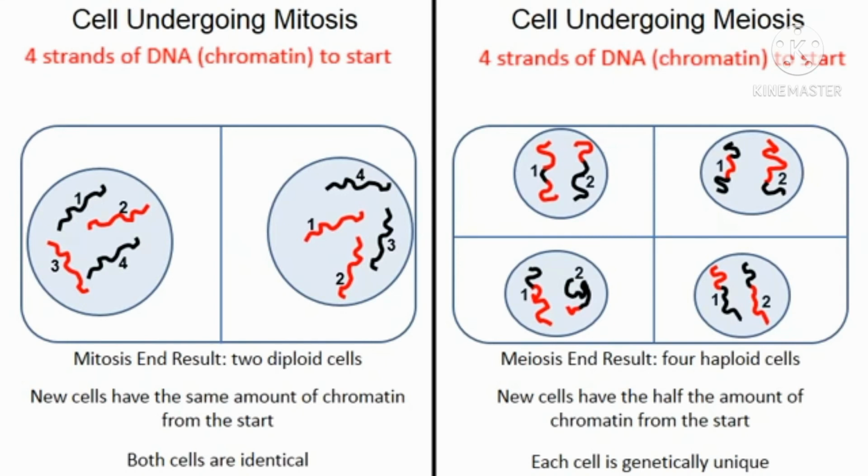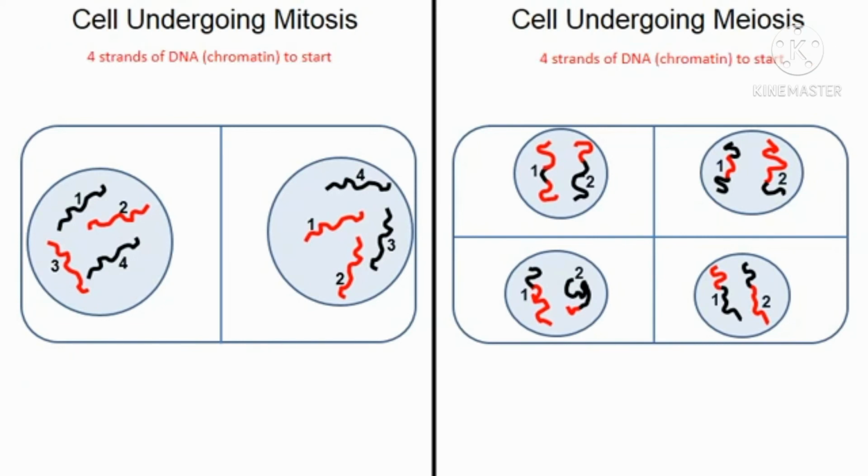So as we wrap this up, the cells on the left created by mitosis, they started diploid and they ended up diploid. But the cells that underwent meiosis on the right, they started diploid, they ended up haploid.